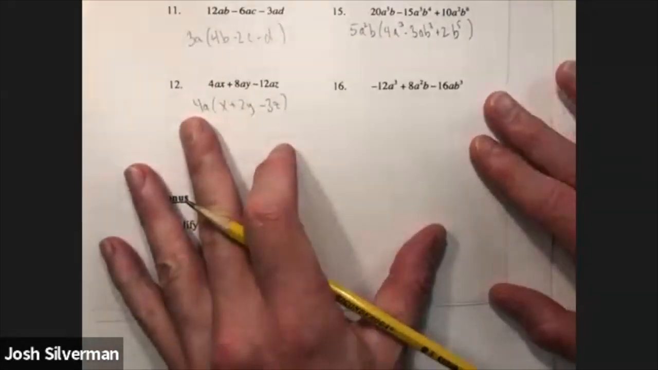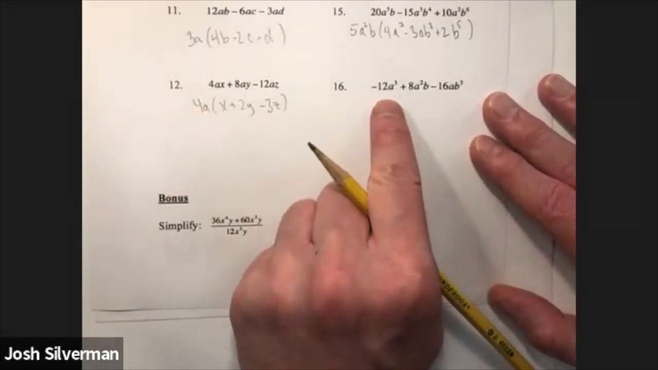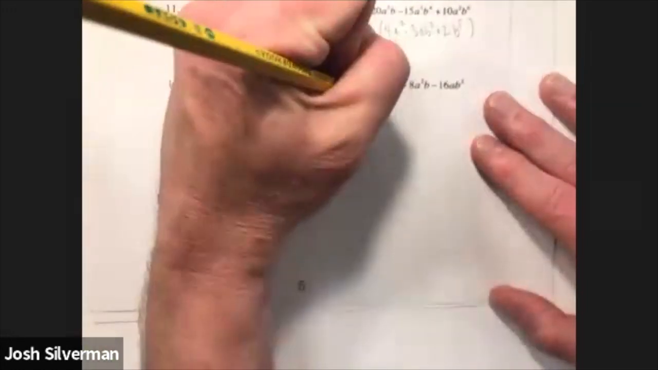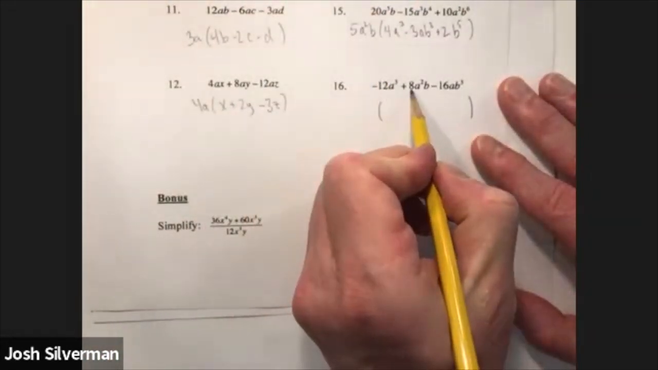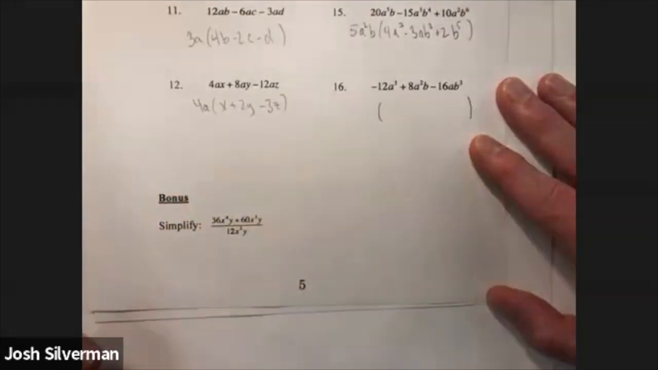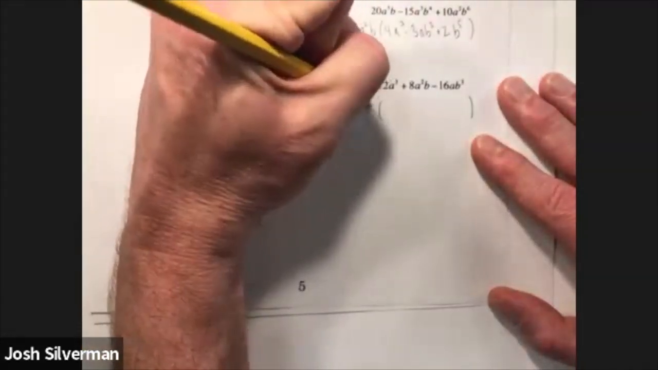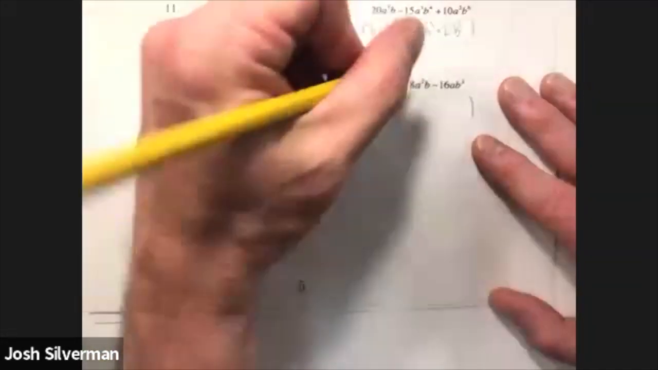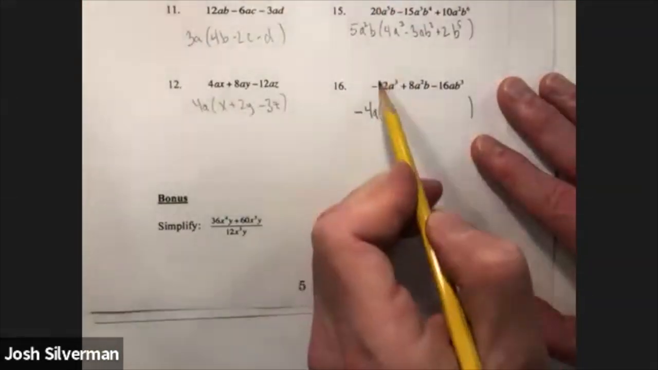Last one, number 16 here. This is where you would factor out a negative. If the leading coefficient is negative, that would be the only time that you'd want the thing on the outside to be a negative. So 12, 8, and 16, all of those could be divided by 4. So we're going to divide by a 4, but we're going to make it a negative 4. They can also all be divided by an a, so it's a negative 4a.